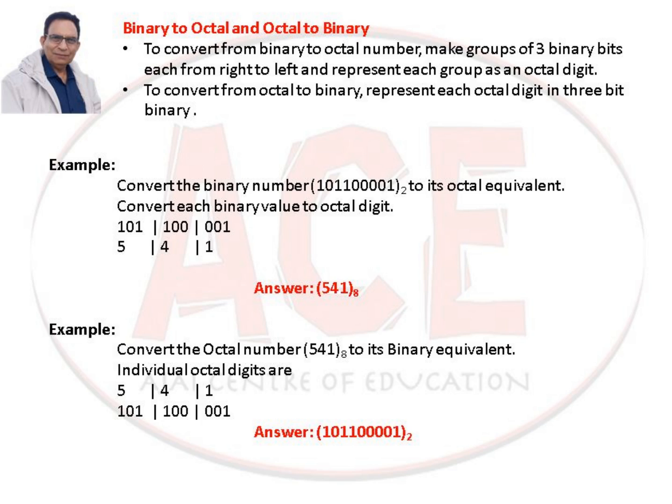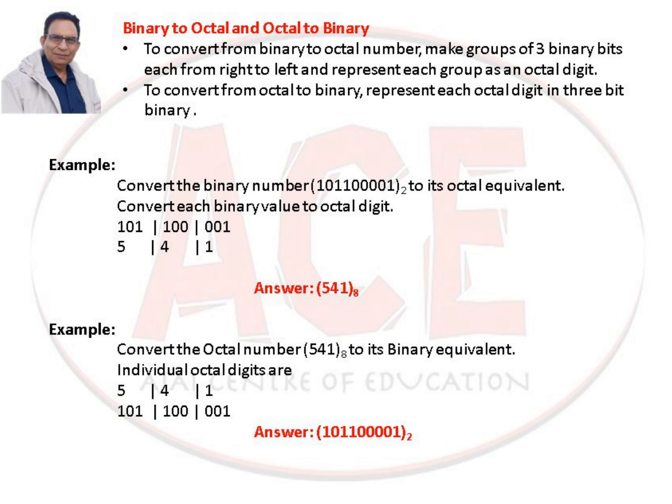Example, convert the binary number 1011000001 to its octal equivalent. Convert each group of 3 bits into an octal digit, as 101 is 5, 100 is 4, 001 is 1. Putting these numbers together, we get 541 base 8 as the octal number.